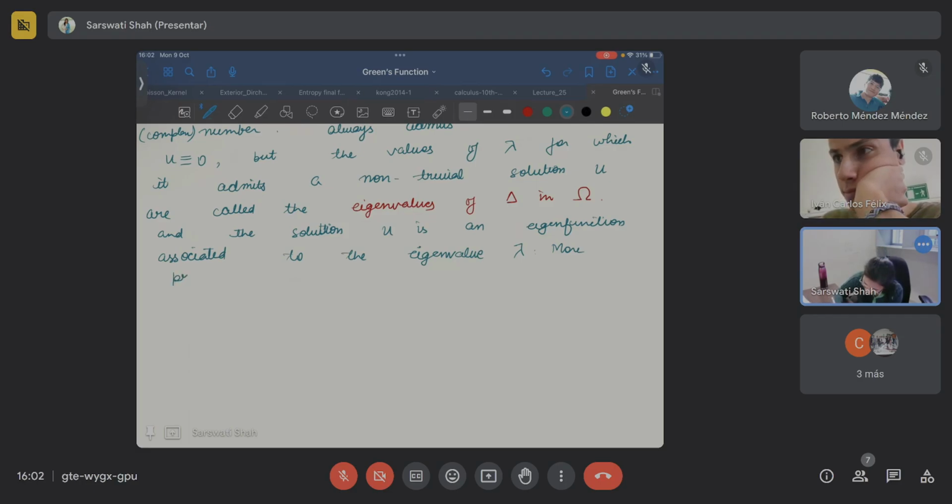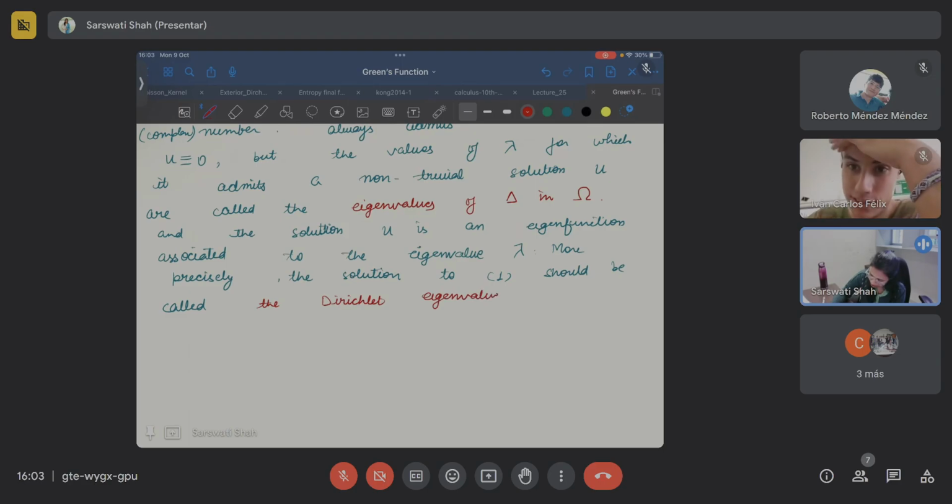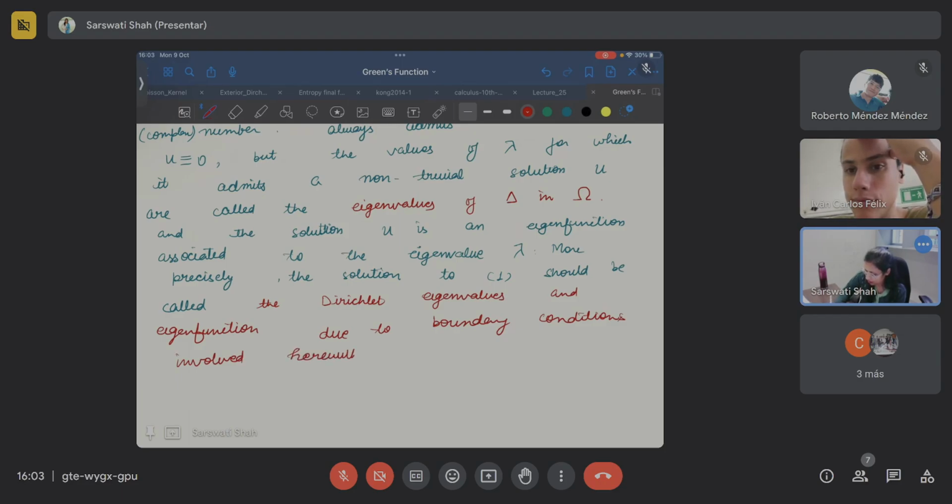So more precisely, the solution to this should be called the Dirichlet eigenvalues and eigenfunctions due to the boundary condition involved herewith.